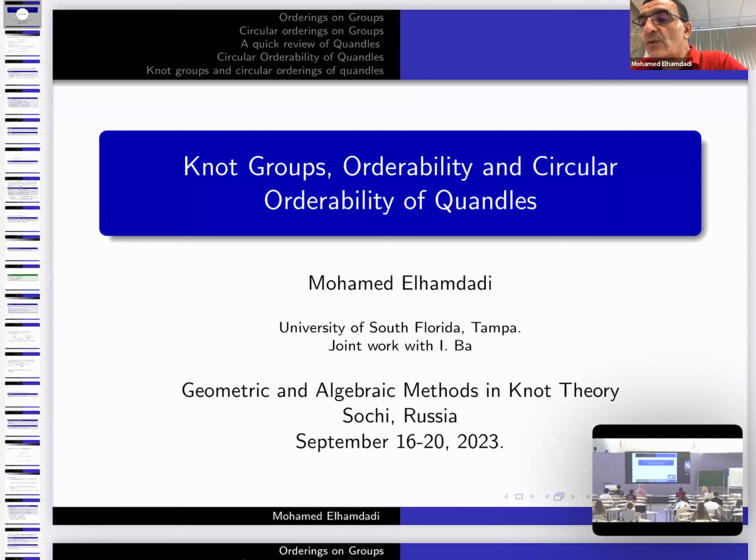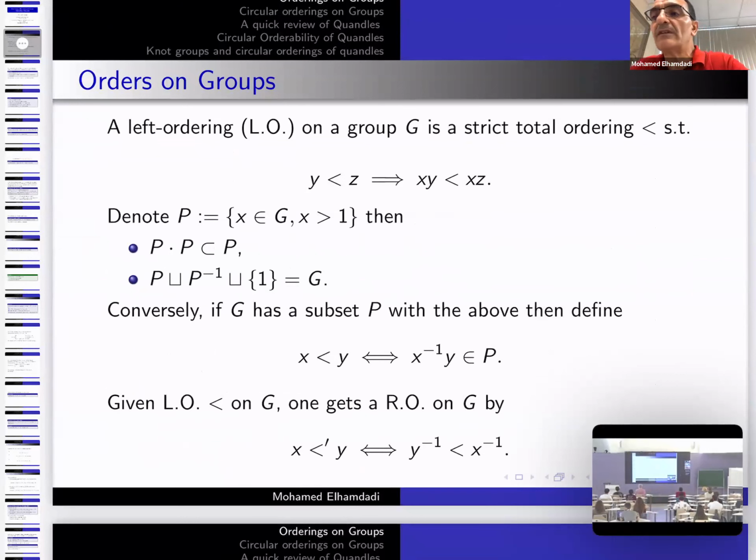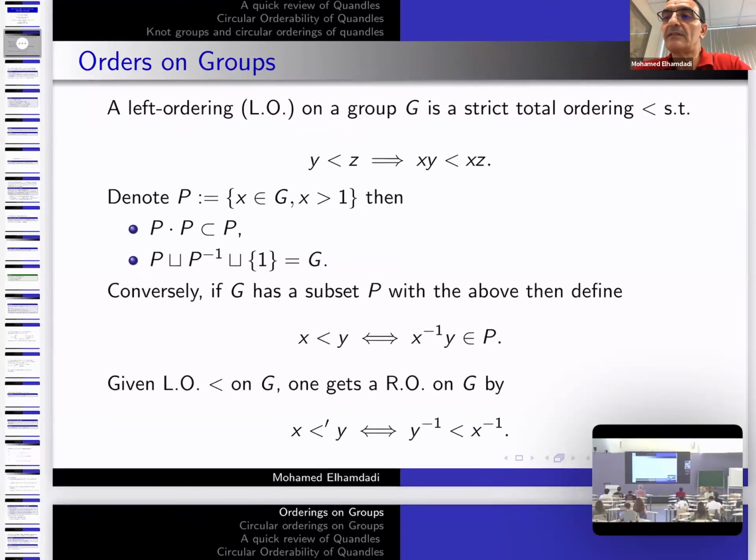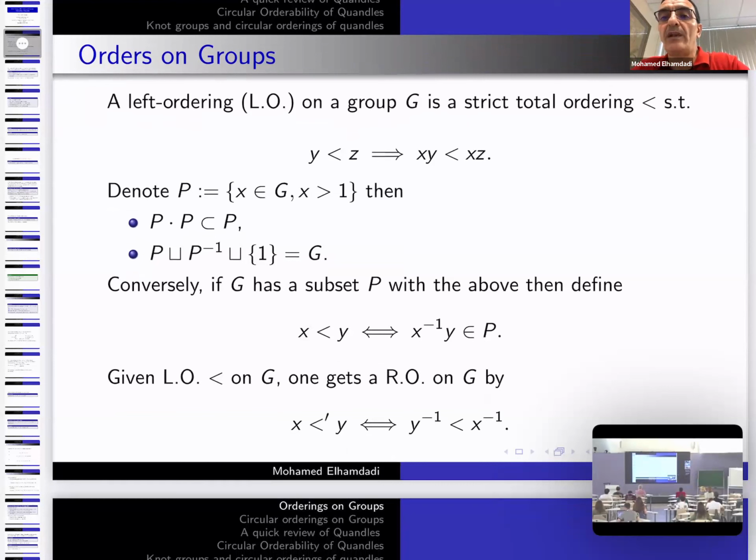Okay, I will review a little bit orderability on groups. I'm sure previous talks spoke about this. A left ordering on a group is just a strict total ordering that is invariant from the left. Whenever you have a left ordering, you can create what's called the positive cone, just the set of elements that are bigger than the identity element. It is a semigroup, and you can write the group as a disjoint union of P, P inverse, where P inverse stands for the x inverse where x belongs to P, and the identity element. In fact, it's if and only if.